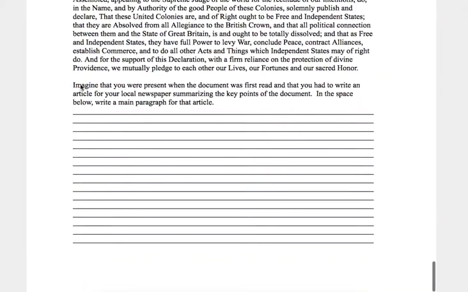The last question states, imagine that you were present when the document was first read and that you had to write an article for your local newspaper summarizing the key points of the document. In the space below, write a main paragraph for that article.